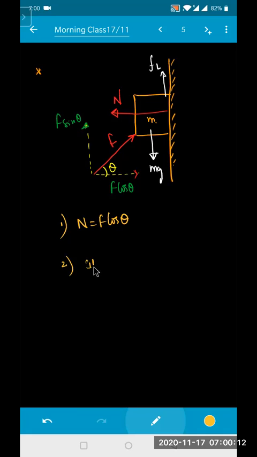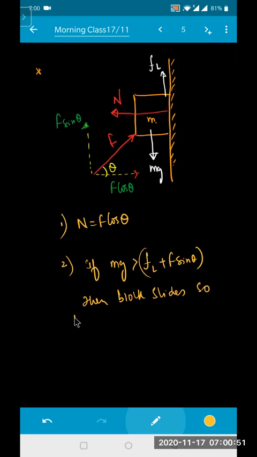In the same way, if mg is greater than limiting friction plus F sin theta, because F sin theta is acting in the upward direction and FL is also acting in the upward direction, both of them are responsible for balancing the weight mg. If mg is greater than F sin theta plus FL, then the body will slide. Then the block slides.